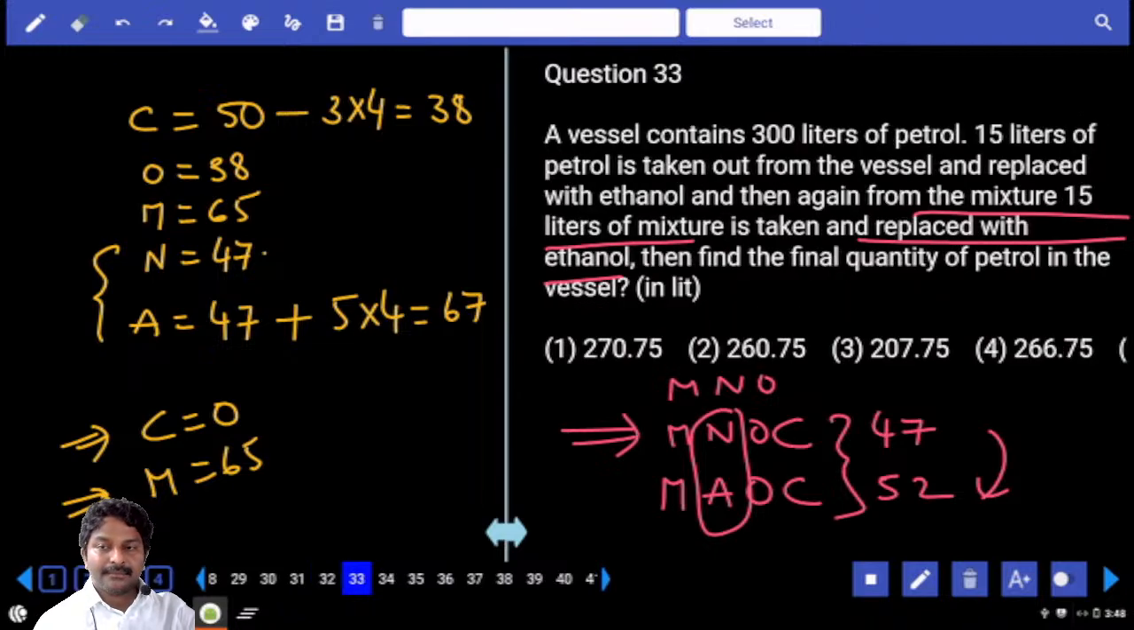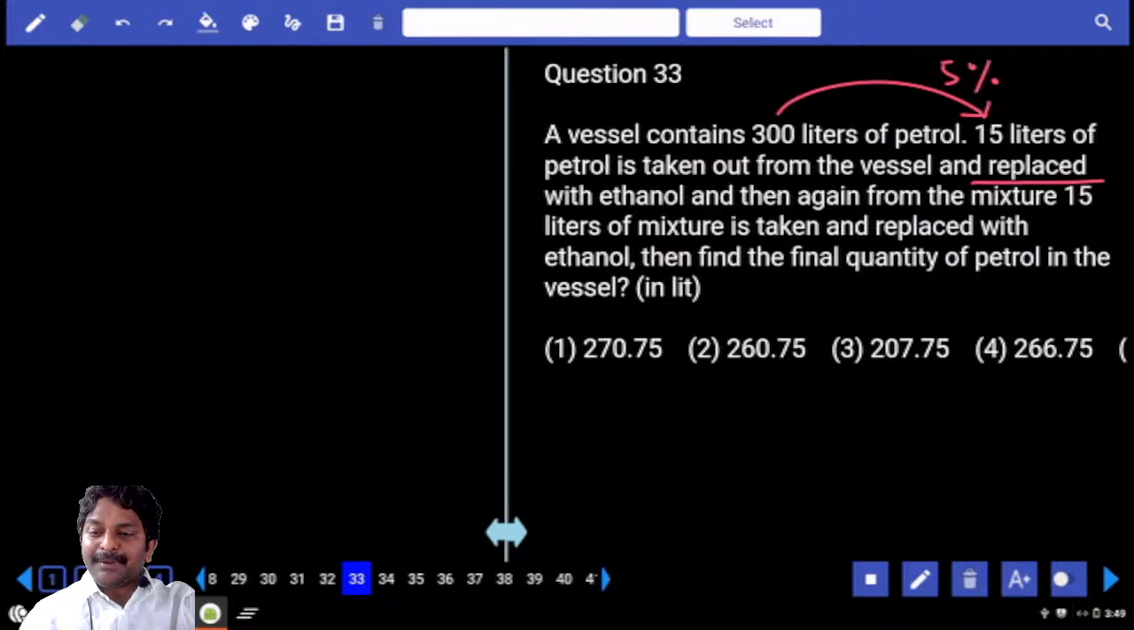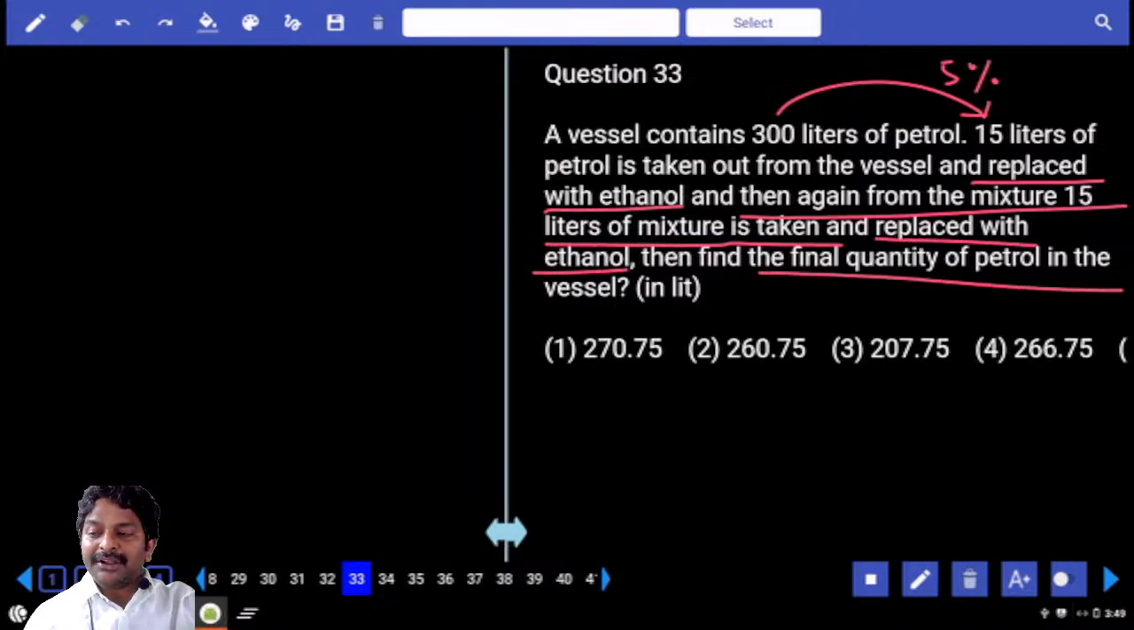Next, a vessel contains 300 liters of petrol. 15 liters of petrol is taken out from the vessel. How many liters? Can I also say 5% of the total quantity is taken out? Yes. And replaced with ethanol. Again, from this mixture, 15 liters of mixture is taken out. Again, can I say 5% of the total quantity is taken out? And replaced with ethanol. Find the quantity of petrol in the vessel.